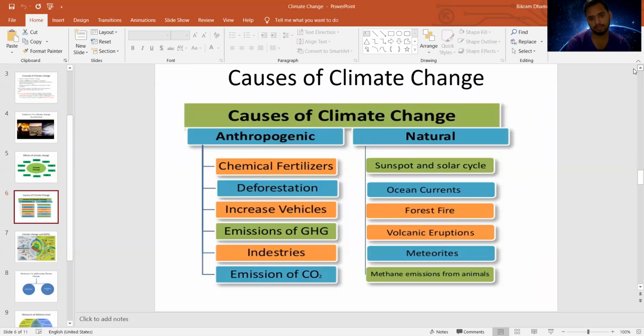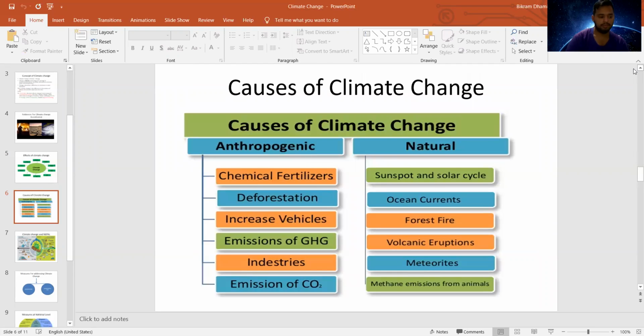So, climate is a natural thing, so it is also caused by nature. But apart from nature, humans are also responsible for causing climate change. So I have divided the causes of climate change into two parts. One is anthropogenic and next is natural. Anthropogenic refers to the factors that are caused by humans. The first one is chemical fertilizers.